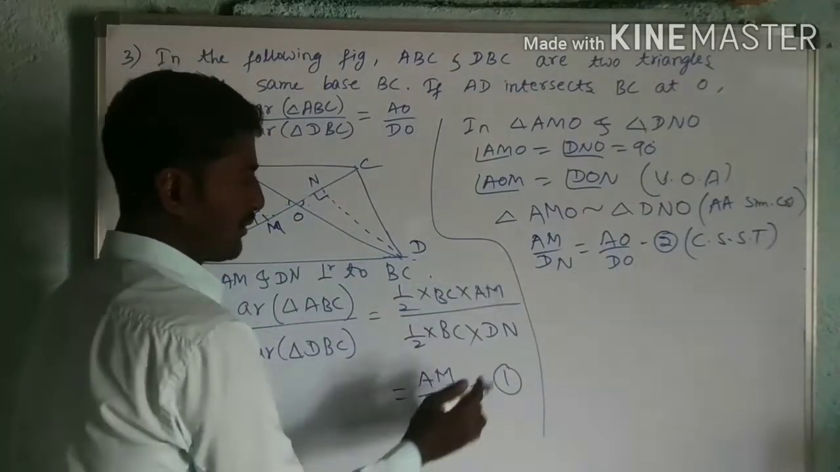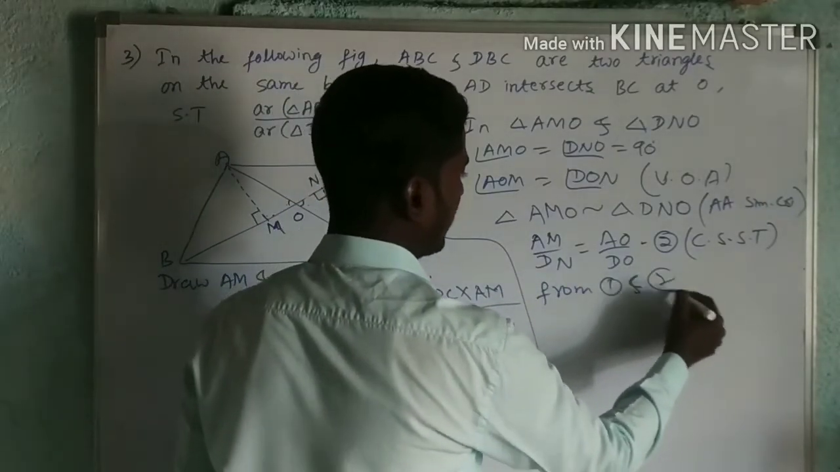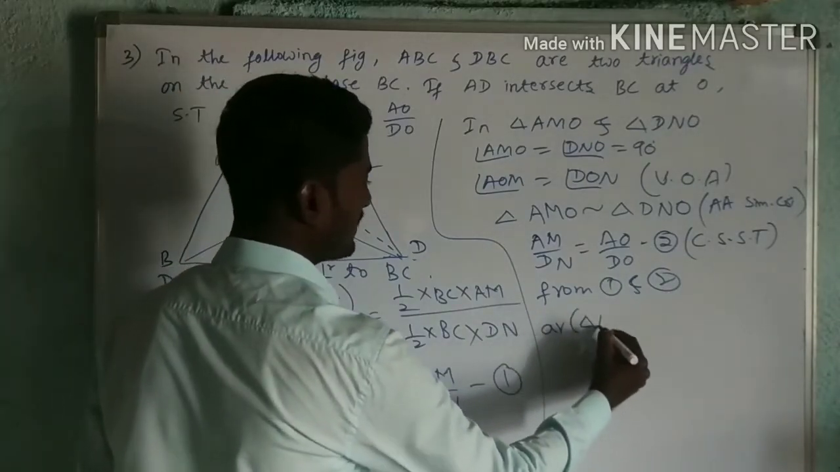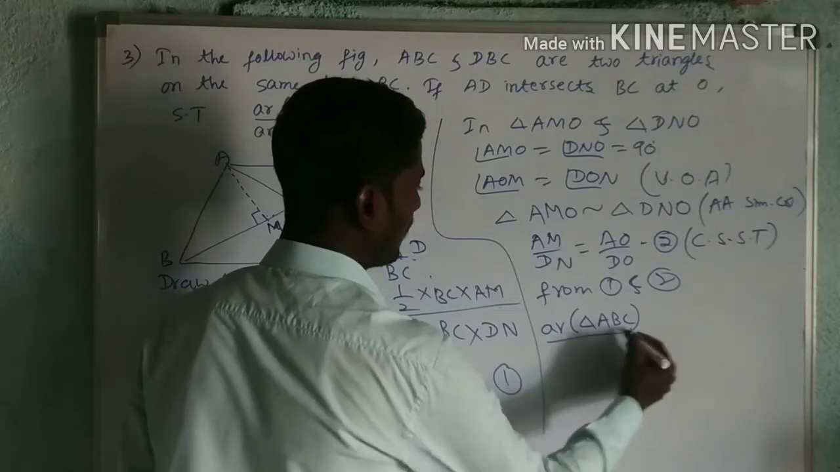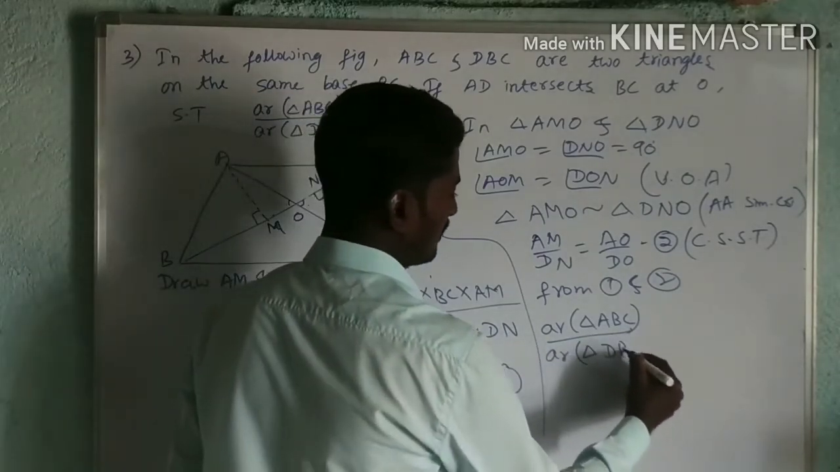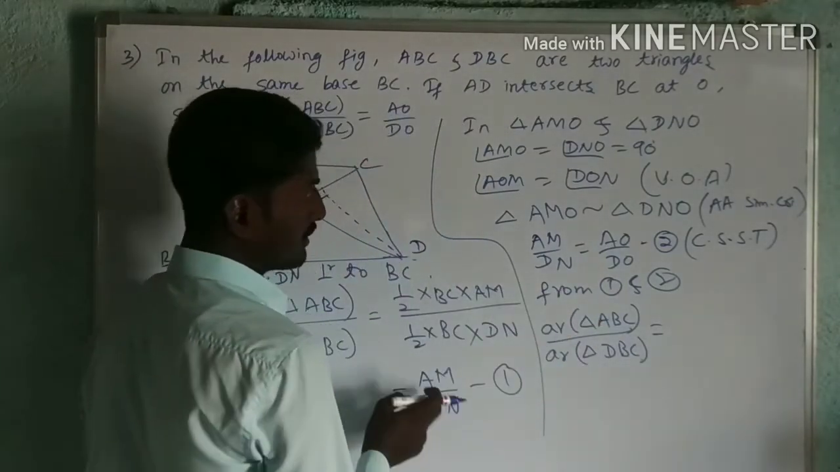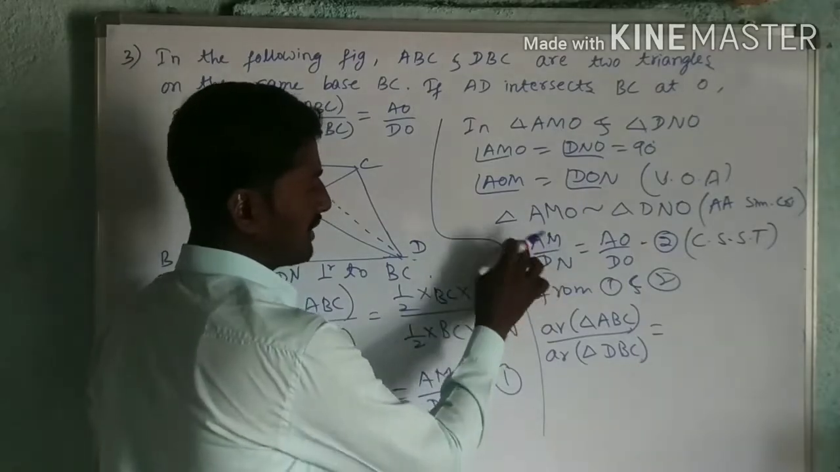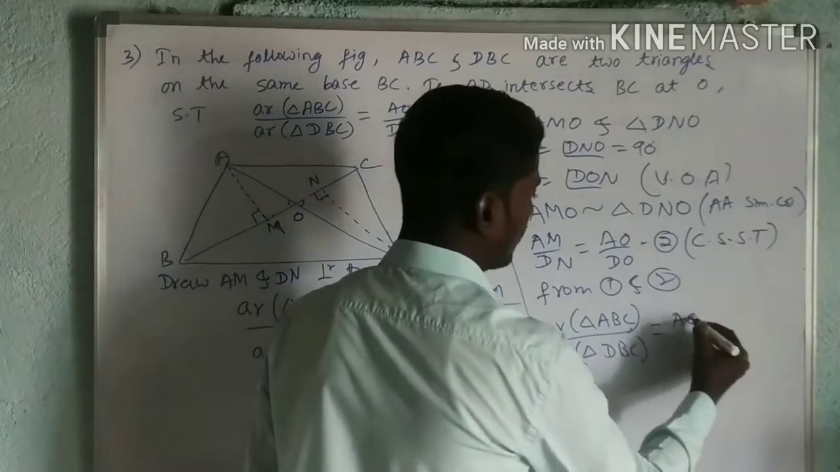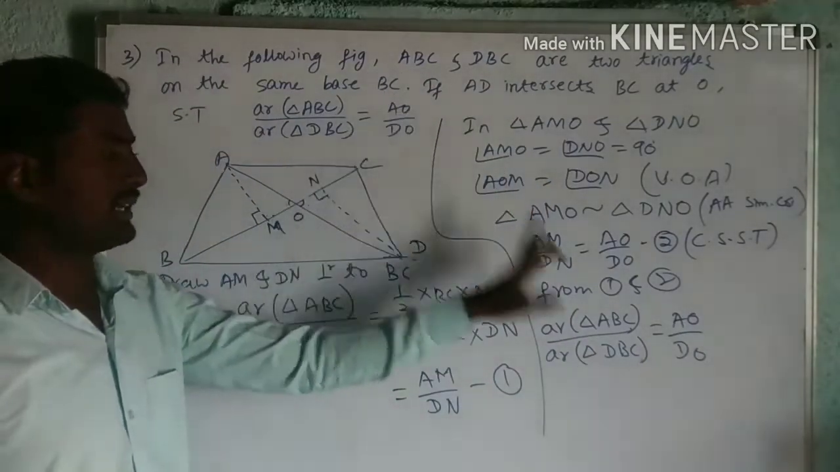Now from these two equations, 1 and 2, what I can write? Area of triangle ABC divided by area of triangle DBC is equal to AM by DN. And AM by DN is nothing but AO divided by DO. Answer, we got it: AO by DO.